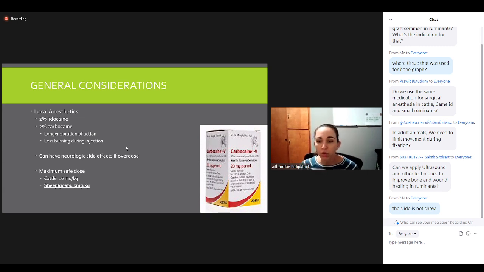So the normal safe dose for lidocaine or carbocaine is 10 mg per kg, or 10 milligrams per kilogram, in cattle, horses, things like that. Sheep and goats, it's half that, so it's 5 milligrams per kilogram. You have to be very careful to make sure you don't overdose your patients.